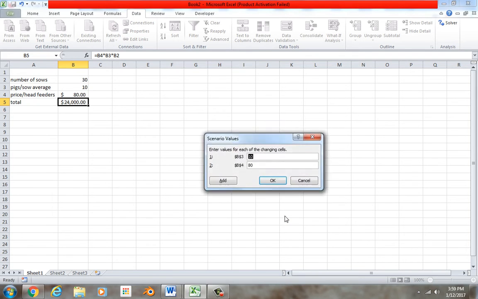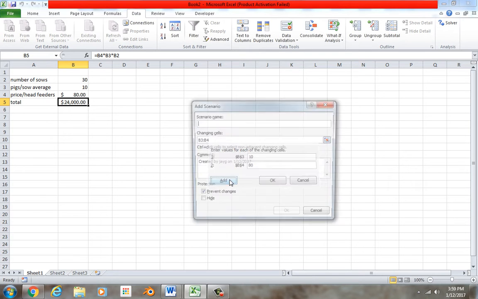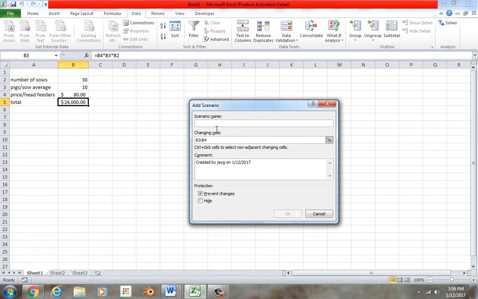Now I click OK, and I'm going to leave these at 10 and 80 because 80 for feeders around here is kind of low part of average. That's just what it is right now. It's kind of ridiculous.